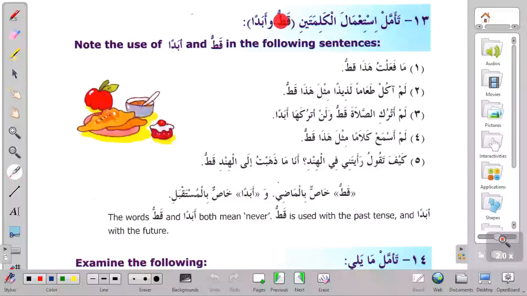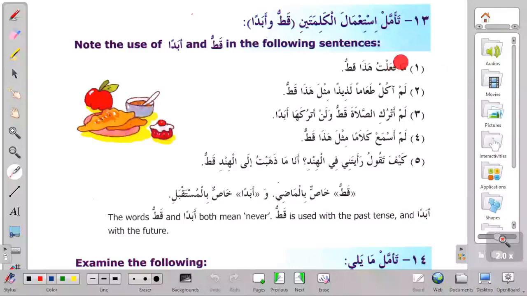Qattu is for the past tense. Abadan is used for the future tense, for something that will happen in the future. You say, I'll never do this, I'll never go there, I'll never eat that. In the future, so use abadan. But when it is past, you use qattu. So whenever you see qattu, if you look at the sentence, it is going to be a past tense sentence, and the verb or the sentence in general is going to be referring to the past tense.